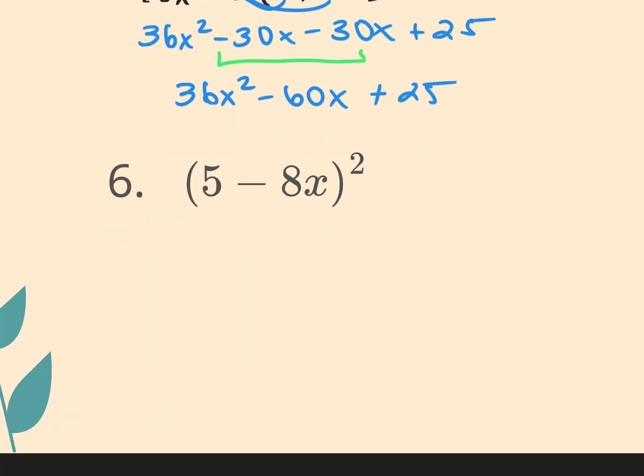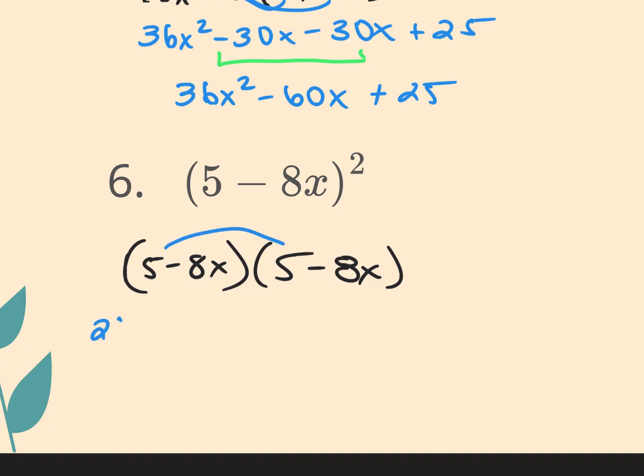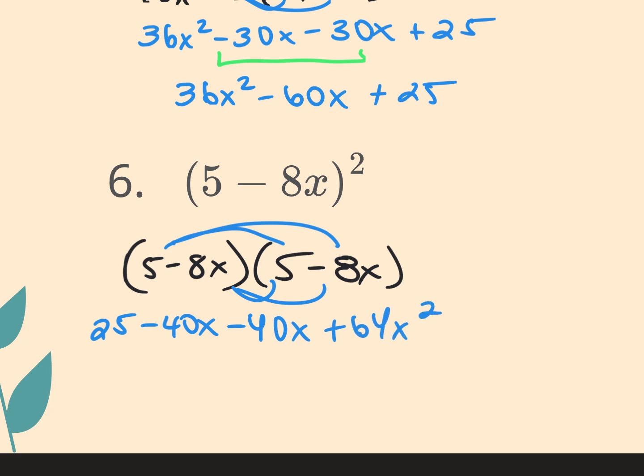So let's look at this. How is this telling us we should write our problem? 5 minus 8x, how many times? Twice. Good job. So FOIL. When you have the same parenthesis 2 times, guys, the middle term is not going to cancel out. So 5 times 5 is 25. 5 times negative 8 is minus 40x. Negative 8 times 5 is minus 40x. And negative 8 times negative 8 is positive 64, and you have x squared.